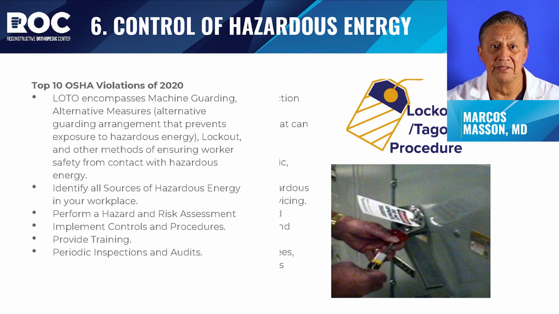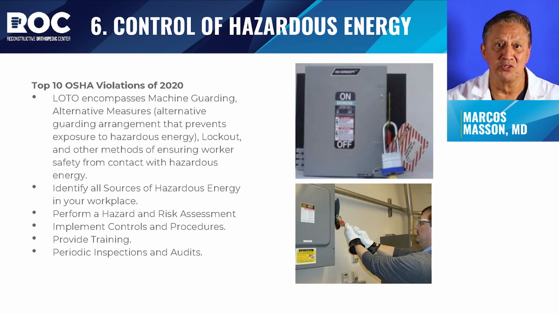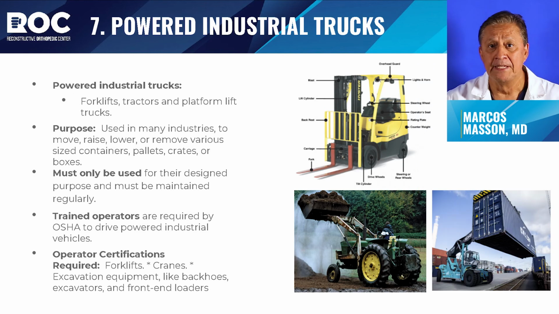The other methods of doing LOTO encompass machine guarding with alternative measures that include guarding that can safely protect you from moving parts in mechanical machinery. The hazardous energy sources in the workplace include electrical, and this is very important to understand so that you're properly trained and proper access is conducted with periodic inspections and audits of all of this equipment in order to assure they're in compliance.